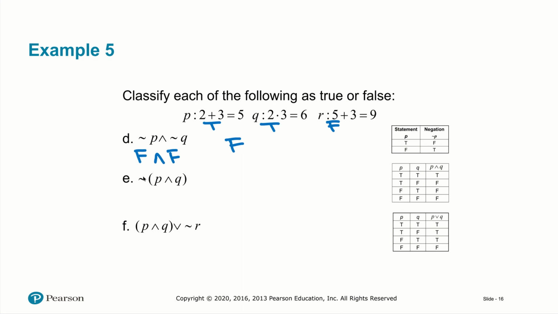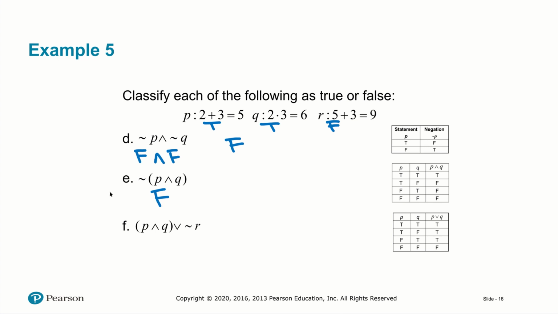Now, here we're looking at the opposite of this conjunction. So first we're going to figure out the conjunction, then we'll negate it, okay? Now, we know that P is true and Q is true. So P and Q, because they're both true, is going to be true. So we're looking at the opposite of a true statement. So that's going to be what? False. Because remember, P and Q is true.